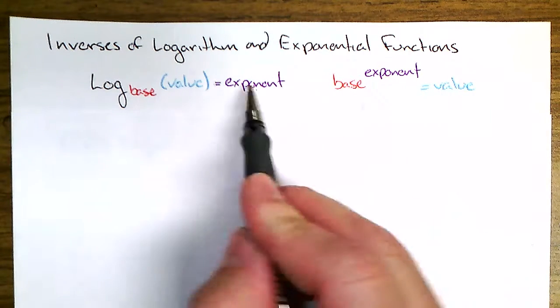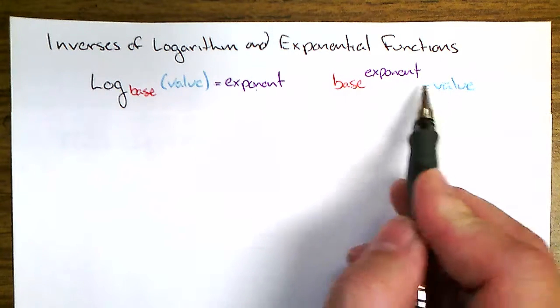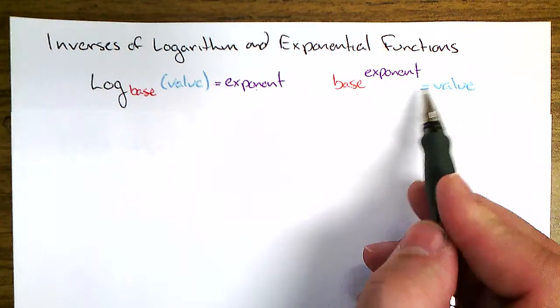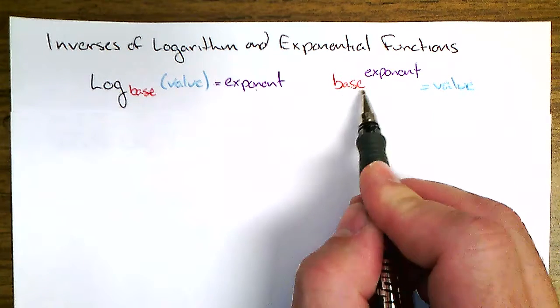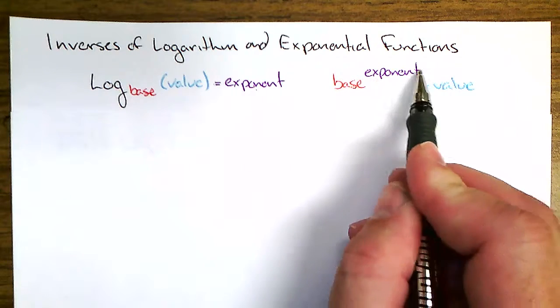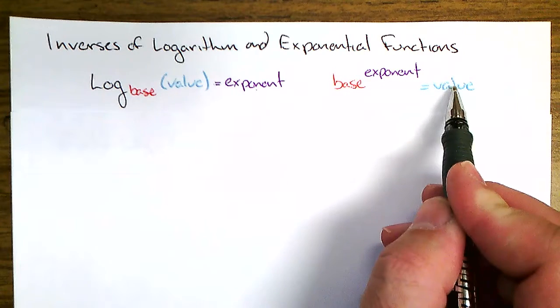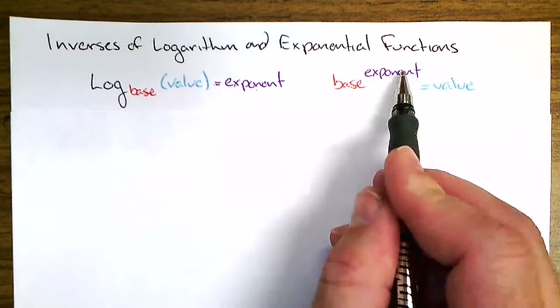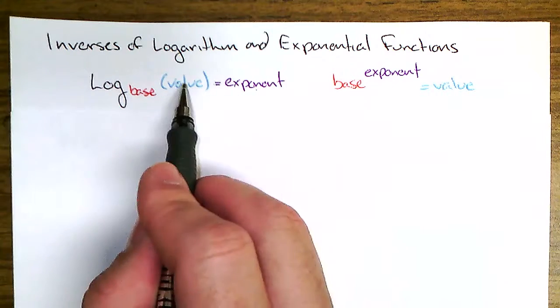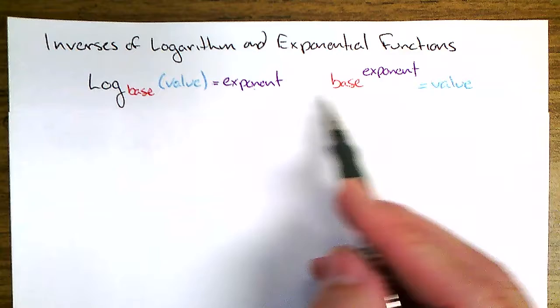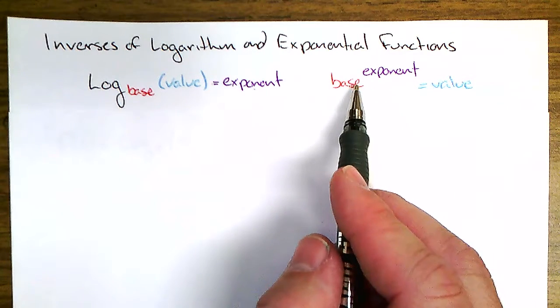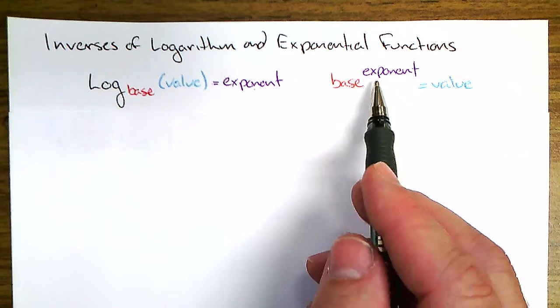And the log function is an inverse of our exponential function. The exponential function is the inverse of our log function. And our exponential function is some base to an exponent equals a value. So if we look at these three parts, base, exponent, value, we can see that our two functions are related. And this becomes a critical piece when we're finding the inverses of either one of our functions.